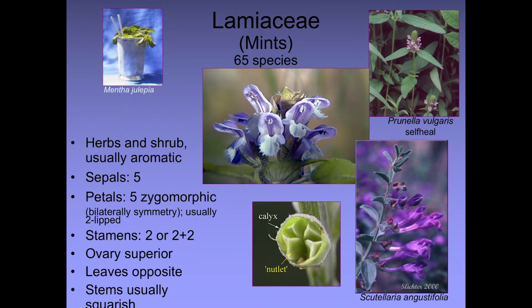Lamiaceae, the mints, herbs and shrubs, and usually the stems are aromatic. And the stems are usually squarish, so you can't really roll it, it's got sides to it. It's not always a reliable diagnostic characteristic, but it will guide you. Sepals 5, and again, the flowers are zygomorphic, bilaterally symmetrical. And they're usually 2 lips, so an upper lip and a lower lip. Common one around here is self-heal, the Prunella vulgaris, and Scutellarias are another one.